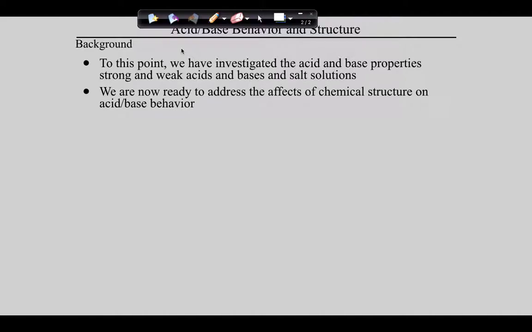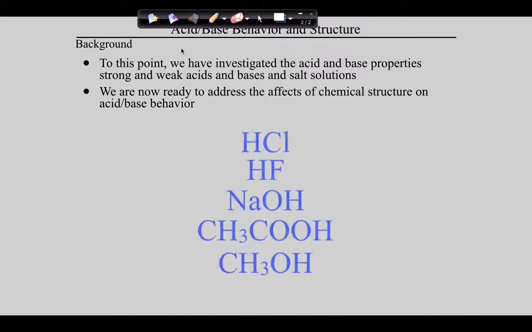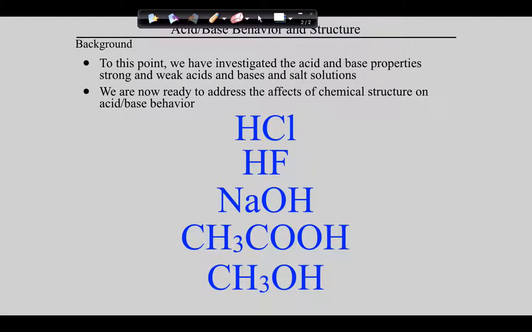Okay, so guys, moving forward, here's what we're going to do. We're going to answer this question. The question is why? So what do all 5 of these compounds have in common? And the answer is they all contain hydrogen, right? But here's the question we're going to pick at. Why is this a strong acid? Why is this a weak acid? Why is this a base? Why is this a weak acid? And why is this an alcohol?